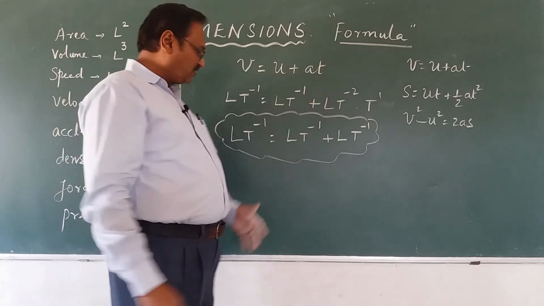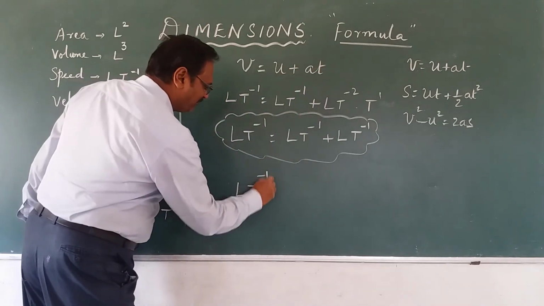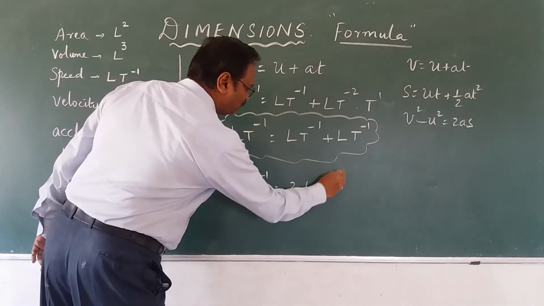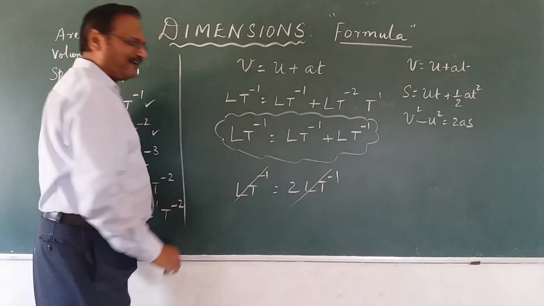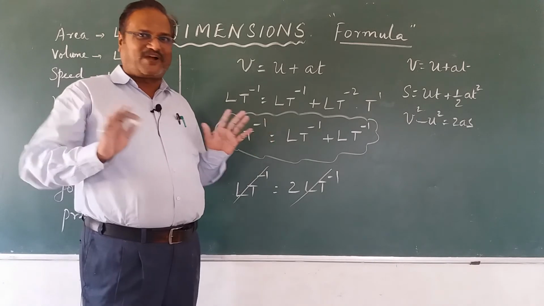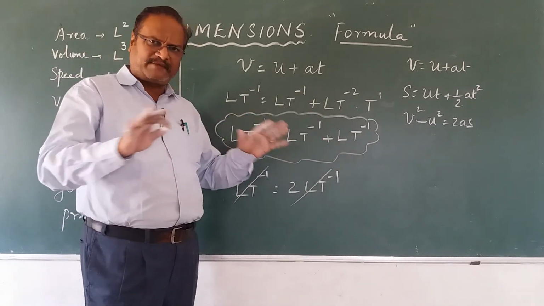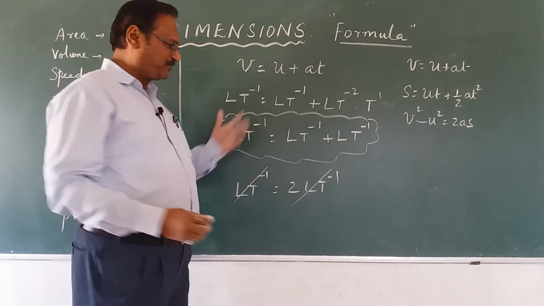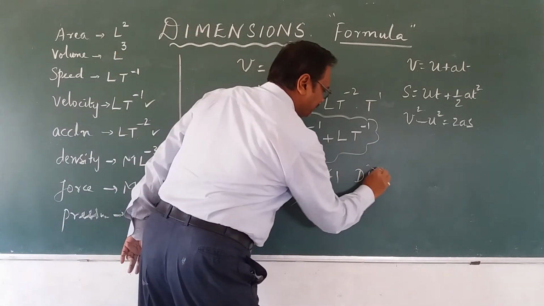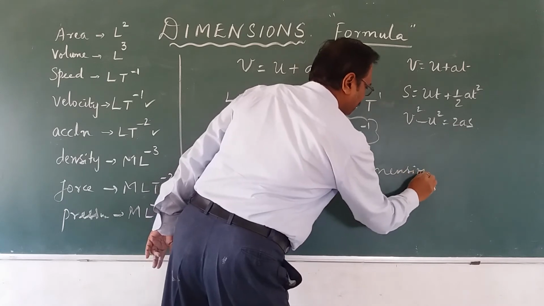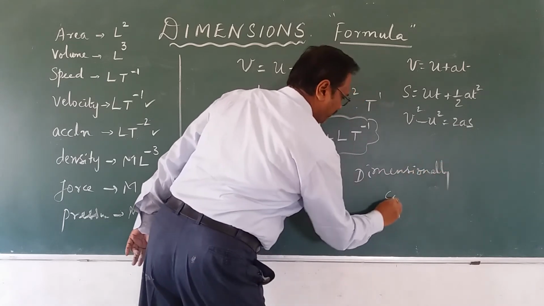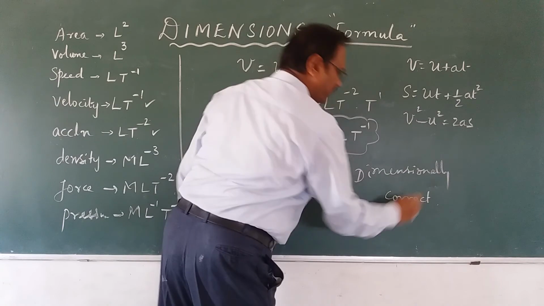What? Sir, L t power minus 1 is equal to 2 L t power minus 1? No, you can't add like that. Yes, you can't add like that. Each quantity is having the same dimension, then the equation is dimensionally correct. Okay, so this is what the first one is.